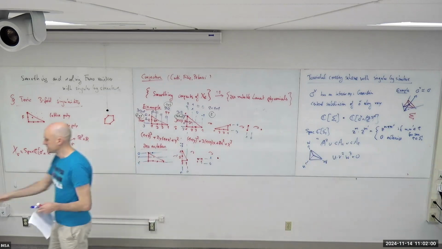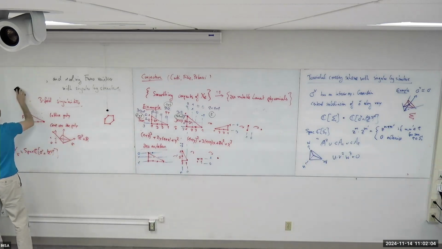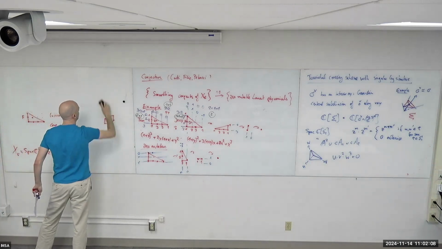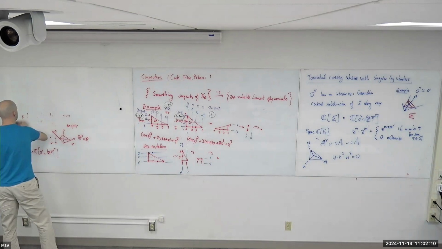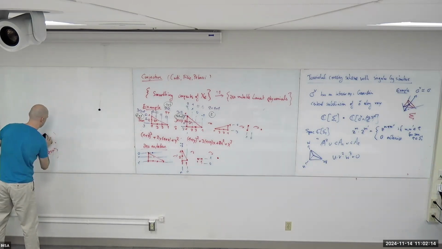And now I want to tell you how to get this single log structure on that Stanley-Reisner scheme. There are more equations, aren't there? Yeah, there are more equations. It's typically not a complete intersection, so it doesn't resolve the singularity.